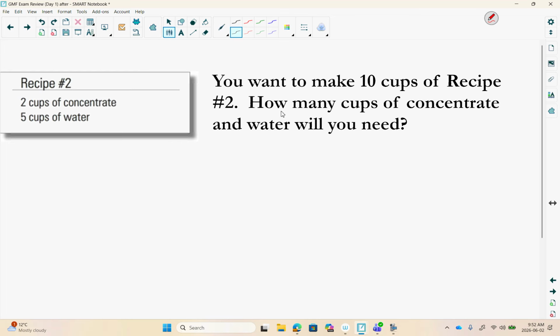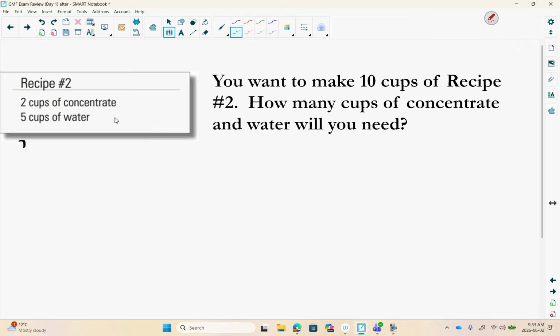Now, if they told us that we were going to use 10 cups of concentrate, I could do it just like the last one. Or if it was 10 cups of water, I could do it just like the last one. I could put concentrate over water or water over concentrate. But this doesn't say 10 cups of concentrate or 10 cups of water. It's 10 cups of recipe number 2. So I need the total. How many cups would you use in total?